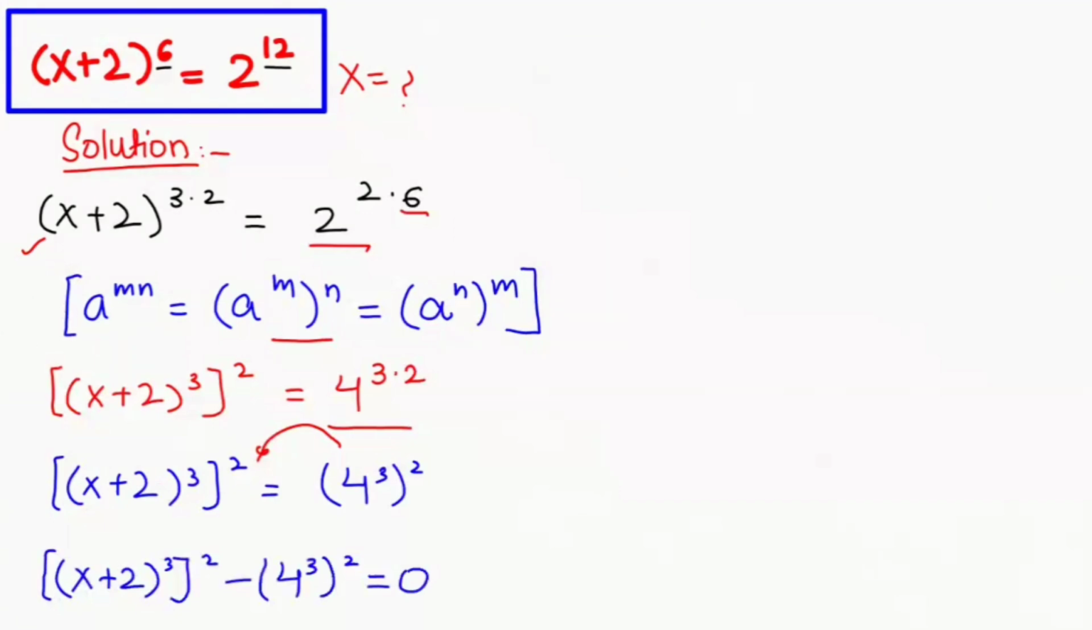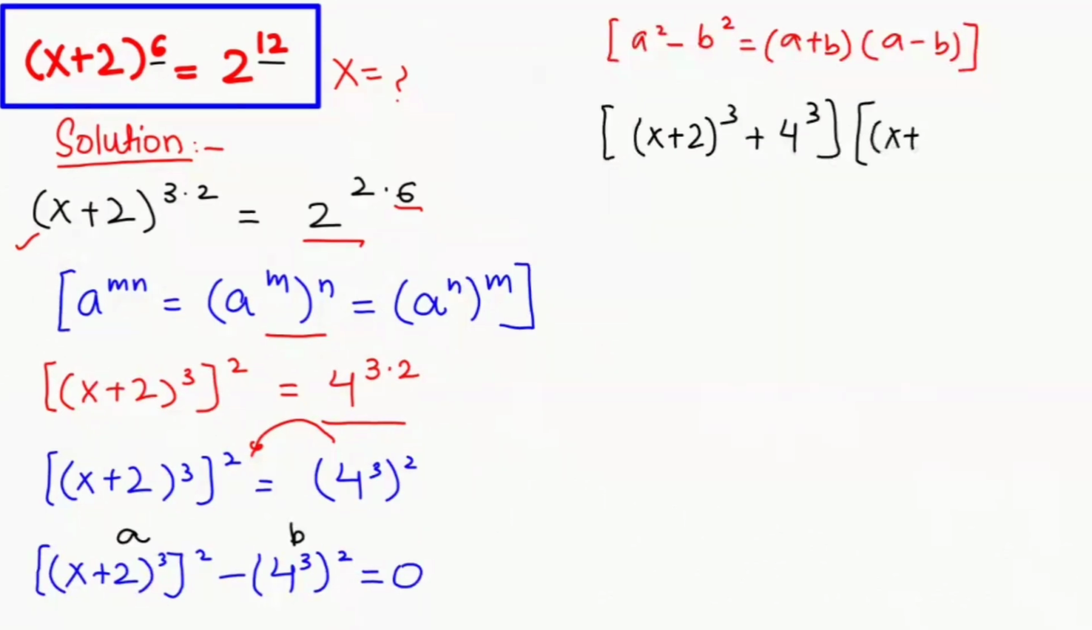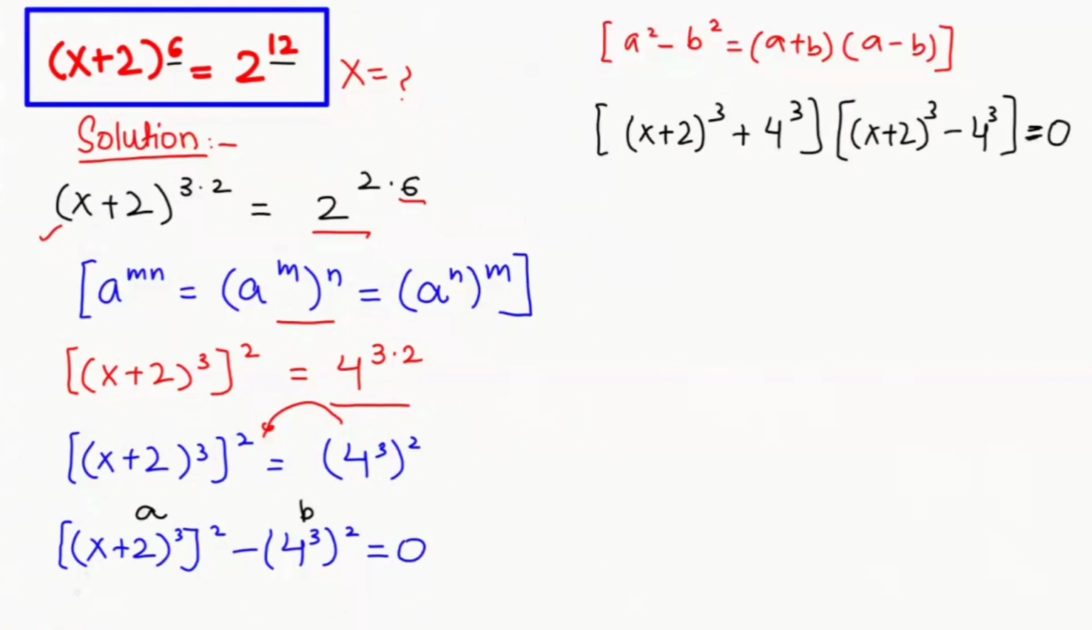Now, in the next step, I'm going to apply the algebraic identity, that is a squared minus b squared can be written as (a + b)(a - b). We have this as the a and b values, so this equation turns to ((x + 2)^3 + 4^3)((x + 2)^3 - 4^3) is equal to 0. Now here we get two cases. This is our case 1 and case 2.